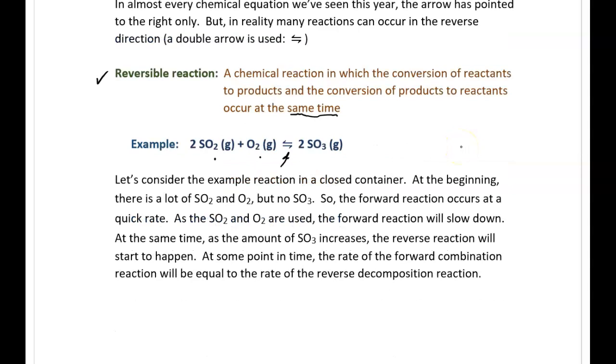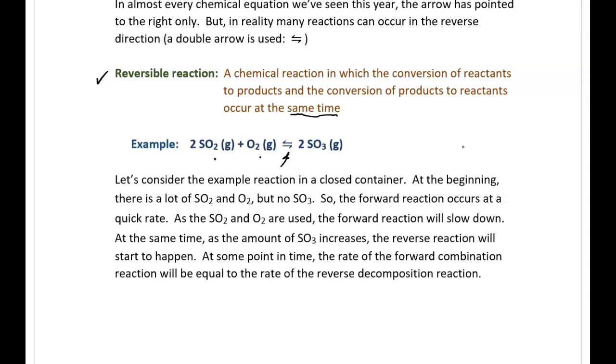Let's consider that this example reaction happens in a closed container. And at the beginning, there's going to be a lot of SO2 and O2, but no SO3. Because the reactants are highly concentrated, the forward reaction will occur at a quick rate. But as the SO2 and O2 are used up, the forward reaction will slow down. At the same time, as the amount of SO3 is increasing, the reverse reaction will start to happen.